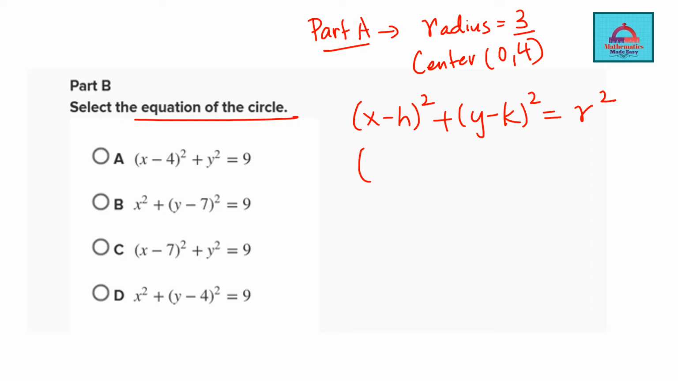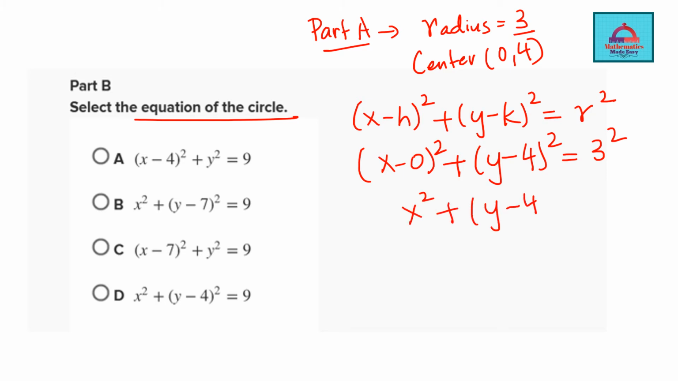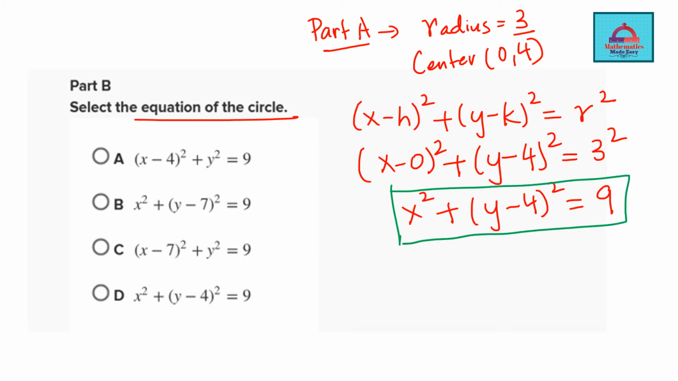So how much is your h here? It's 0. How much is your k? The center k is 4 and your radius is 3. So 3 square. So this gives you x square plus y minus 4 whole square equal to 9. So I hope you are able to find which one is the correct answer, A, B, C or D. So yes, you're right. The answer is D. So this is how you do a multiple choice question based on the equation of a circle.